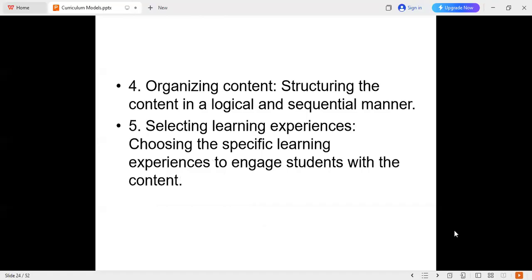Number four, organizing content, structure the content in a logical and sequential manner. Anyhow, it is done even in Sri Lanka. We can't criticize that. But selection of content is the problem, not the organization of content. Selecting learning experience, choosing the specific learning experience to engage students with the content. That is another issue.